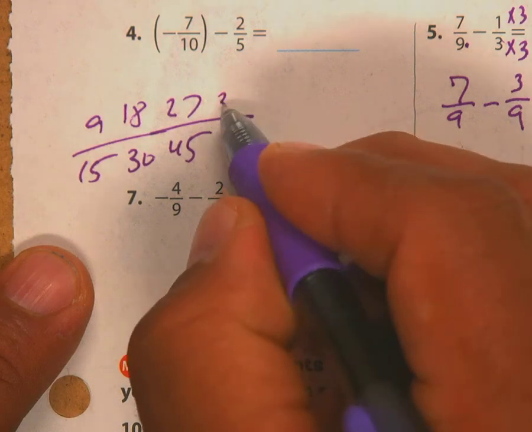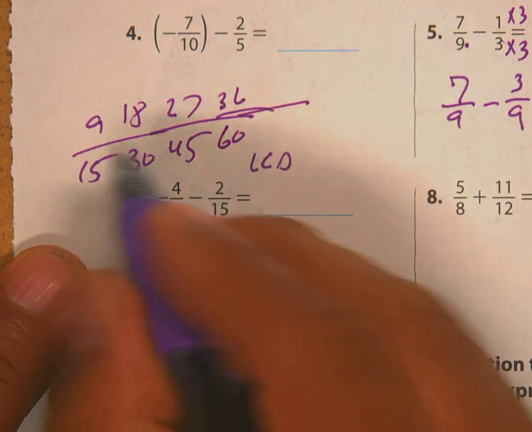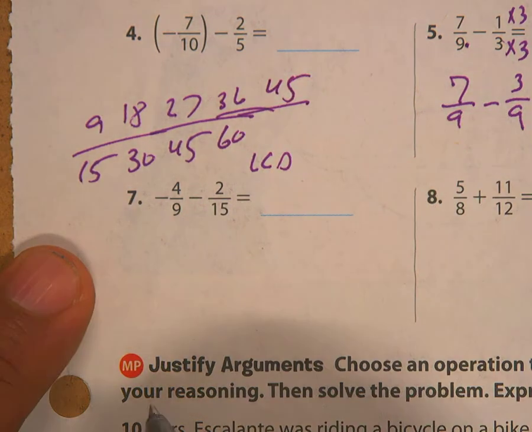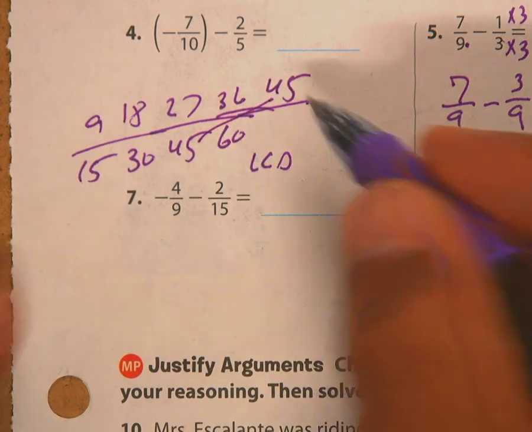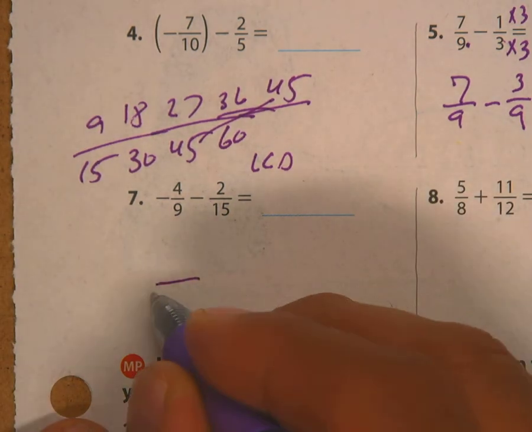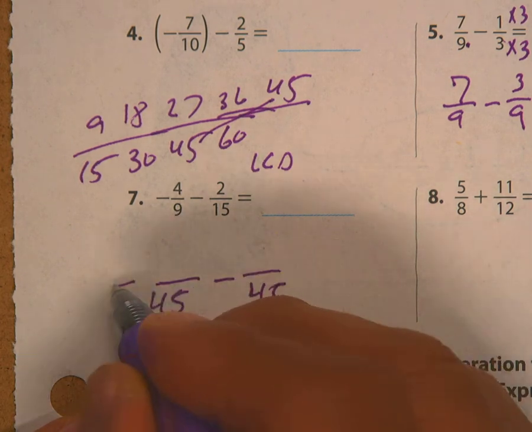9 times 4 is 36. 15 times 4 is 60. I still don't have anything in common. 9 times 5 is 45. Okay, and now you can see that they do have a 45 in common. Okay, so then I'm going to make new fractions with a denominator of 45. Let me not forget there's a negative here in the front.